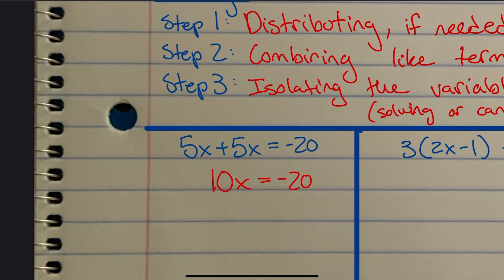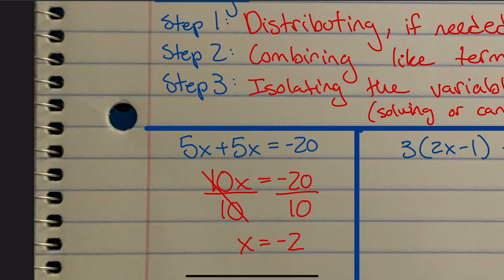All right, step 3, isolating the variable. So I want to get x by itself. I see 10 is being multiplied by x, so I'm going to do the opposite and divide by 10 on both sides. These 10s are going to turn into a 1, so it's going to leave me with x equals negative 20 divided by 10. That's going to be negative 2. So x equals negative 2, and I'm done.